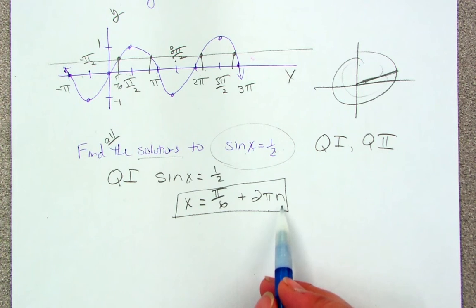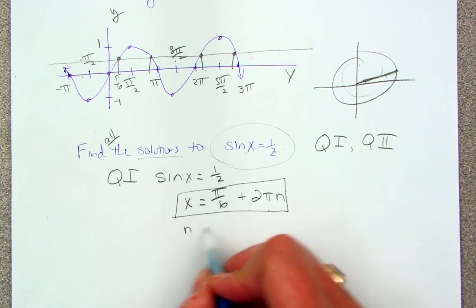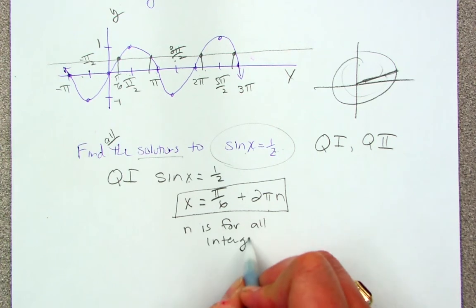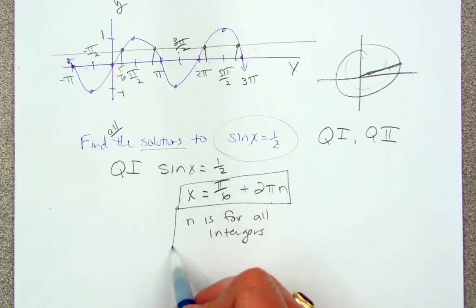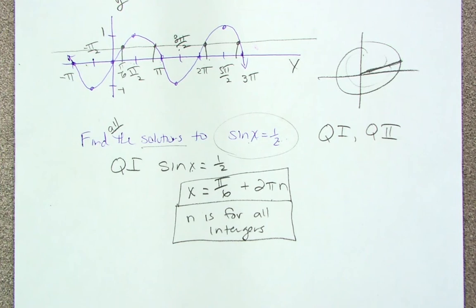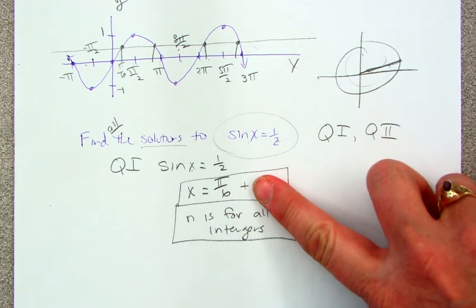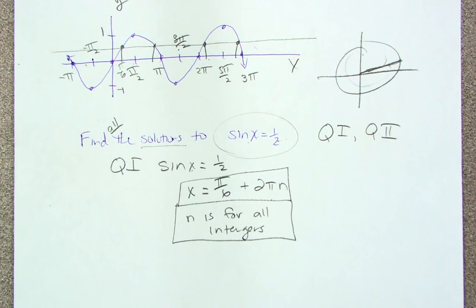What does the n mean? N means I use integers. N is for integers: -2, -1, 0, 1, 2, 3, etc. N is for all integers, and you have to claim that in your answer. You have to state what n is. So when n is 0, this goes away, so one solution is pi over 6.